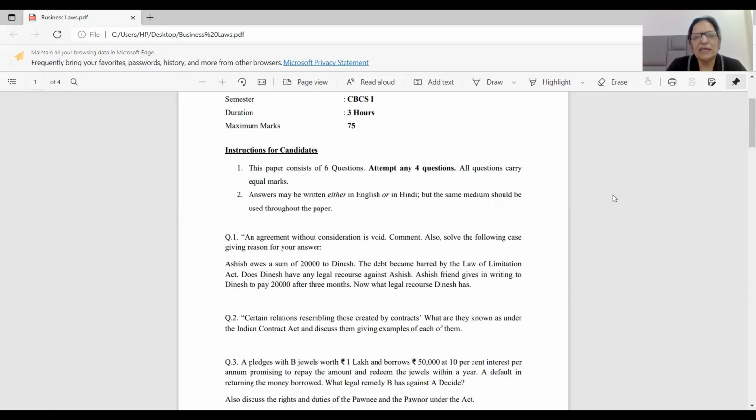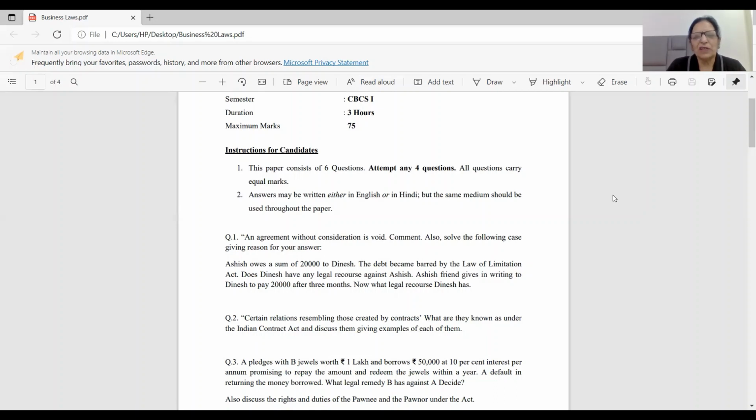An agreement without consideration is void. You all know, friends, that an agreement which is made in the absence of consideration is not valid, it is void. This is the law, this is a general rule. An agreement which is made in the absence of consideration is void, it is not at all enforceable in the court of law. But there are some exceptional cases where this rule is not applicable. Meaning thereby, an agreement which is made in the absence of consideration is not void, it is valid. 9 exceptional cases are there, friends.